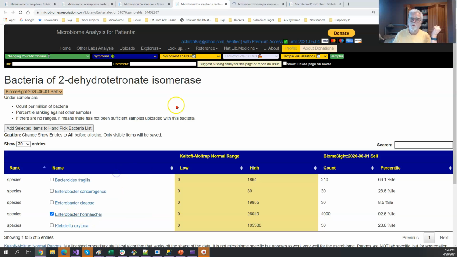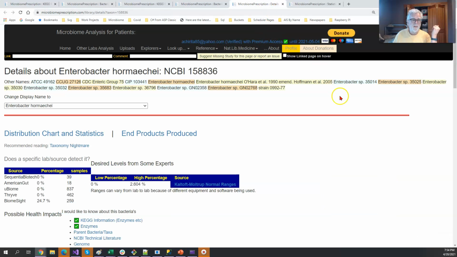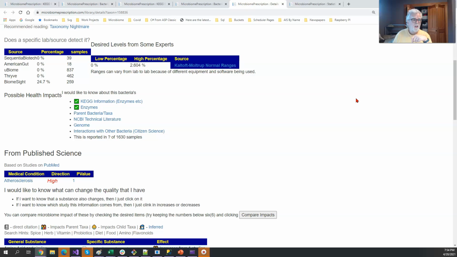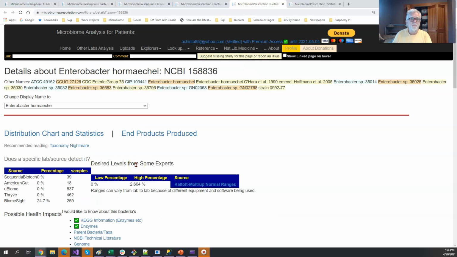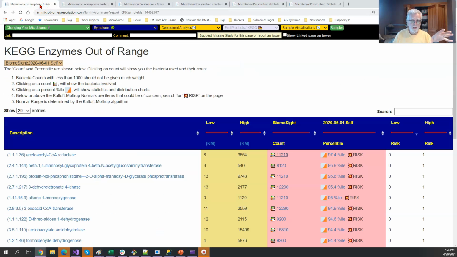If we want to find out what information we have available about it, if anything, we look here, and we find that it's actually connected with one medical condition, which is interesting because, for me, it's an unfamiliar bacteria which I usually don't come across. It's only reported by Biome Site, and about 25% of people have it, which is probably why, because long term it has been uBiome and Thrive, which don't report it, which is why it's unusual to me. Okay, so that's it.